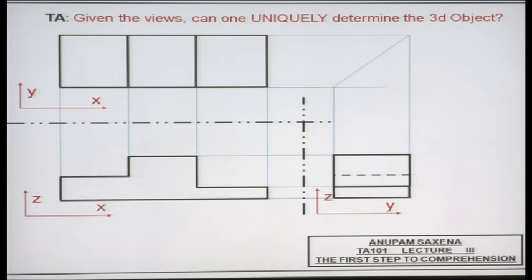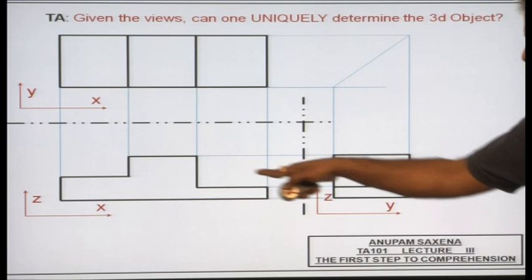So, given the views, by the way, I make a lot of mistakes. There is this projection line which is missing over here. Anyways, think and analyze. This is a question for you.